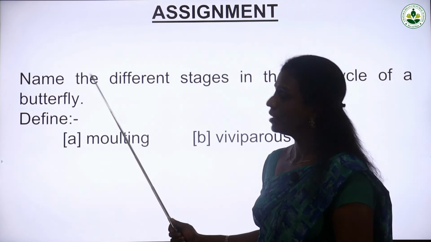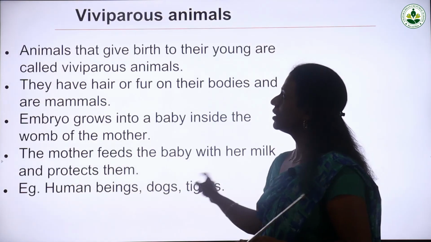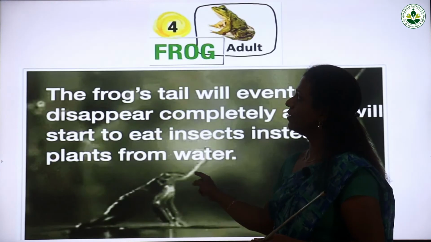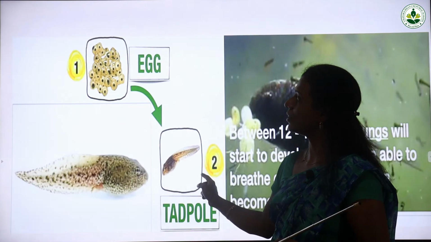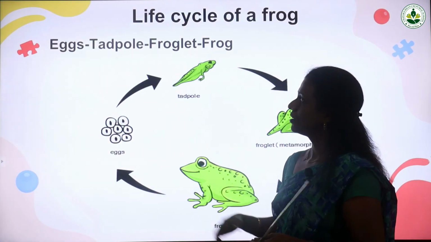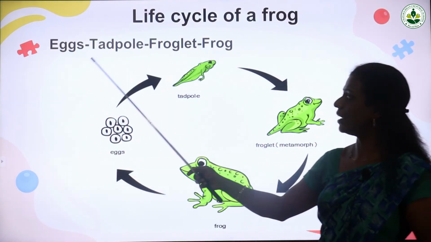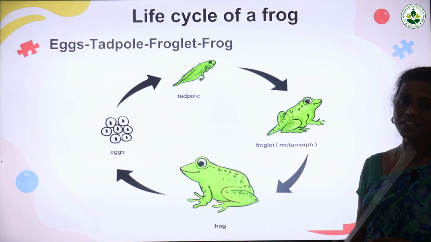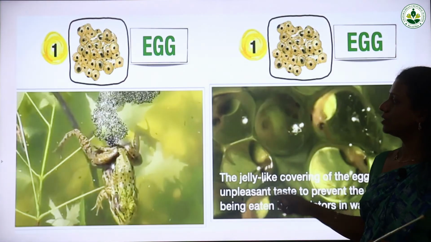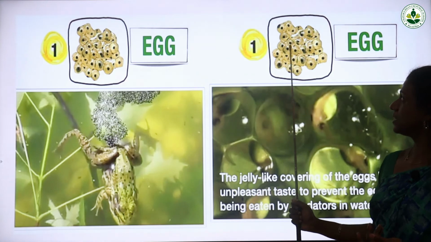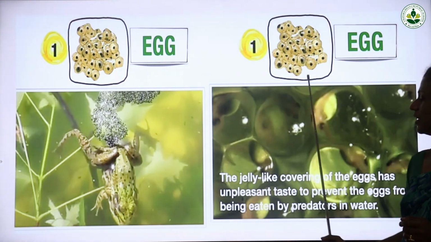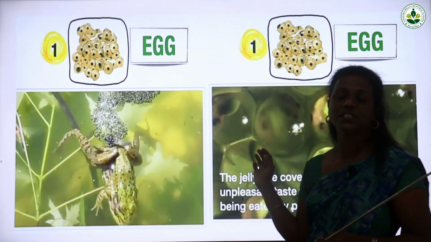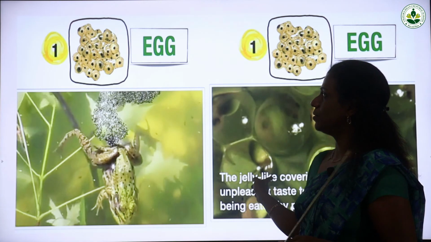So now we can check the assignment. Before that we can do a recap. Today we studied about the life cycle of a frog. The different stages are eggs, tadpole, froglet and frog. So the frog will lay eggs. The egg is covered with a sticky coating. It has an unpleasant taste to protect it from enemies.